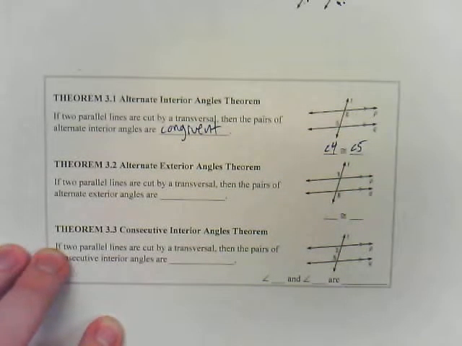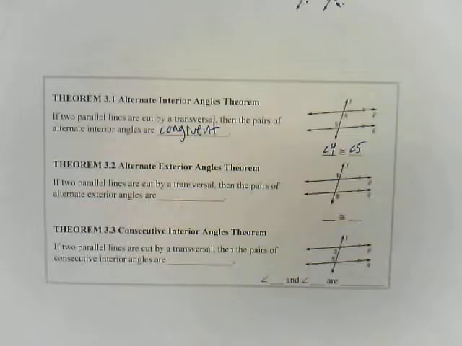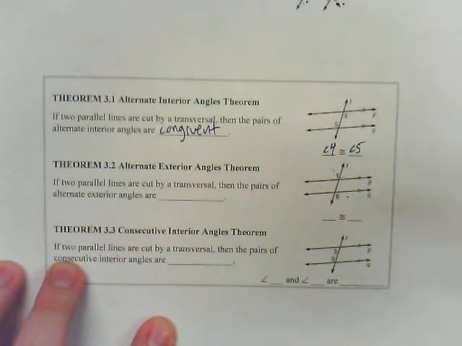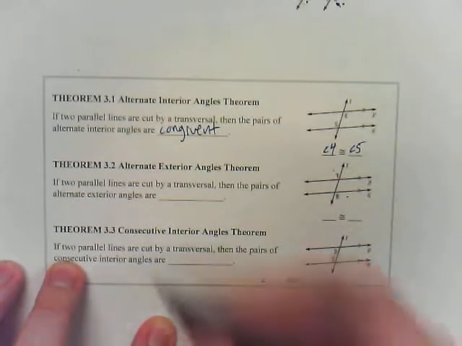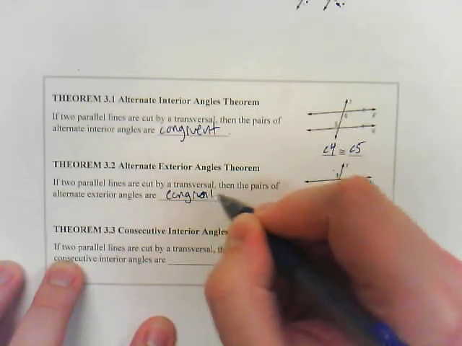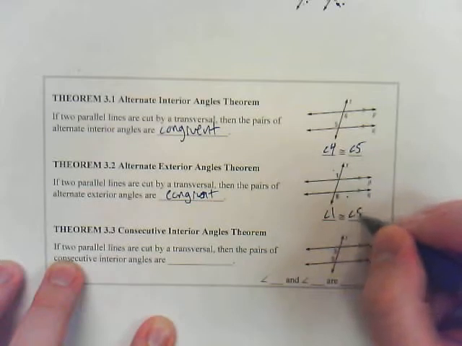If you have alternate exterior angles, the same thing is going to hold true. So exterior angles are the ones outside of the 2 lines, and alternate because they're on either side of the transversal. One's on the left and one's on the right. These are also going to be congruent when the lines are parallel. And so we could say that angle 1 is congruent to angle 8.